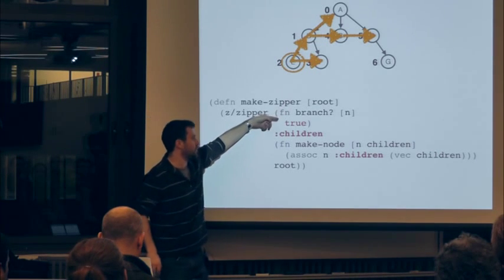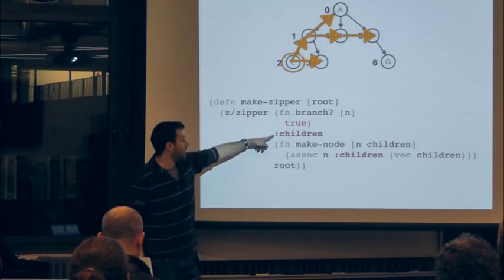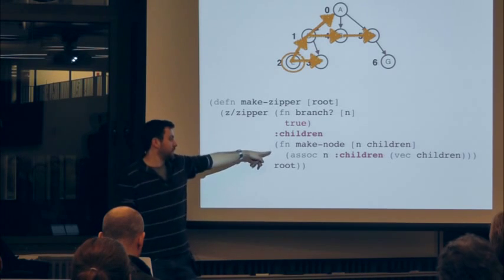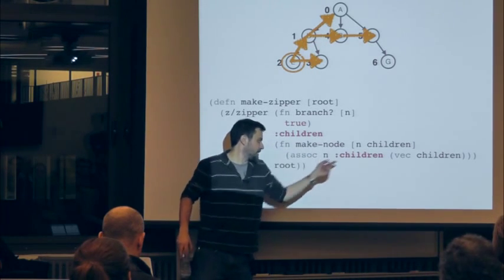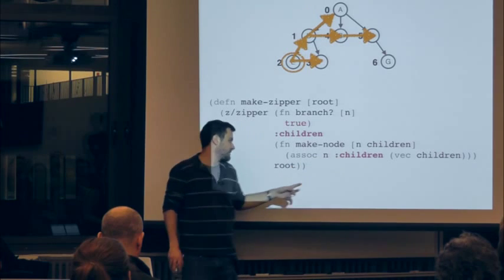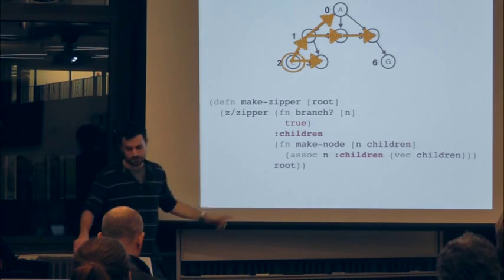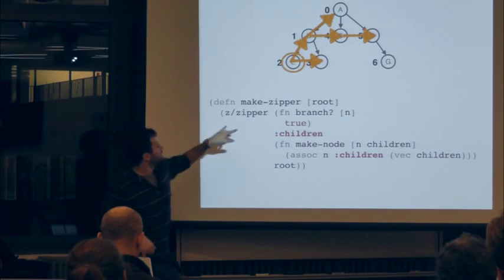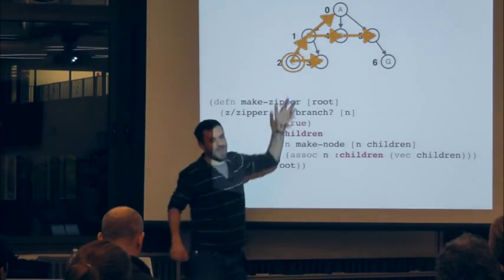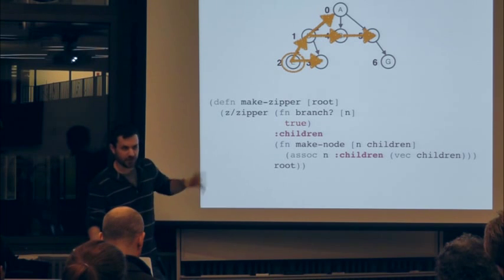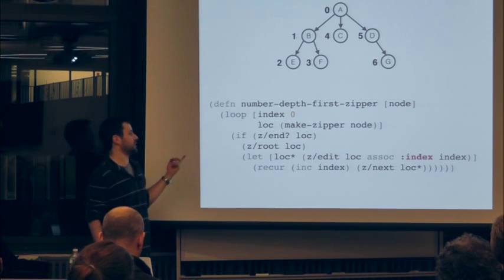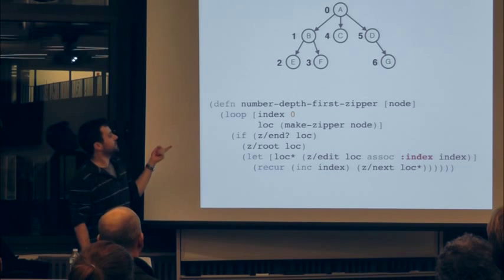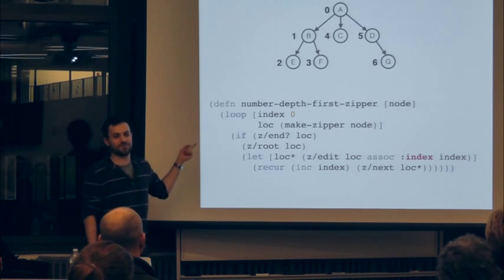You give it a branching function. All of our nodes may have children. How to get the children, I just get the children key. How to make a new node, given the old node and the new children, I just associate it and turn it into a vector, and then the root of the tree. And so if I have this zipper, if I have the right stack and the top stack and some other bookkeeping stuff that's all hidden in there, I can write this function, which is the iterative depth-first zipper numbering function.